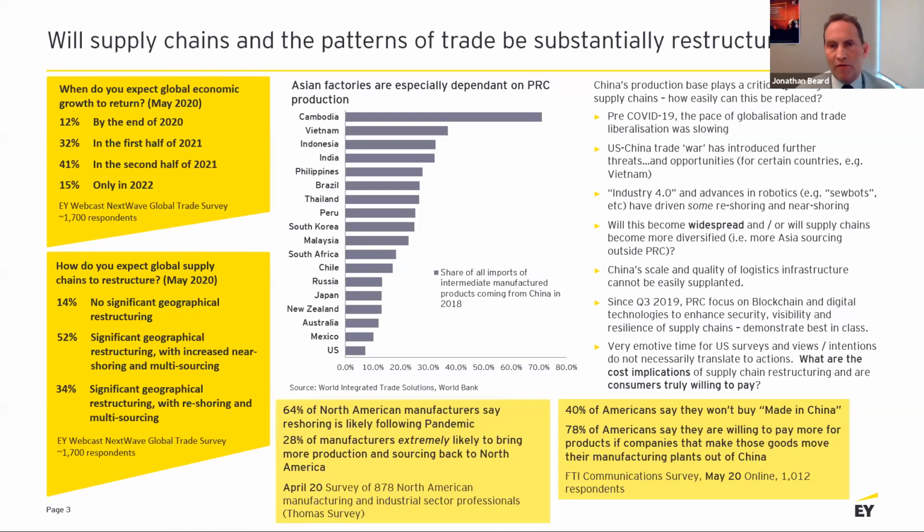On the other hand, there's a number of other points that would suggest this is unlikely to take place. The graph in the middle here is showing how embedded Asian production chains are with Chinese imports. This is the share of all imports of intermediate manufactured products coming from China in 2018. And it's showing, for example, that Cambodia, Vietnam, that the production and manufacturing taking place in those countries is heavily embedded and intertwined with Chinese supply chains. And that's a process that's been going on for many, many years. And you'd have to ask, how quickly can that be unpicked?